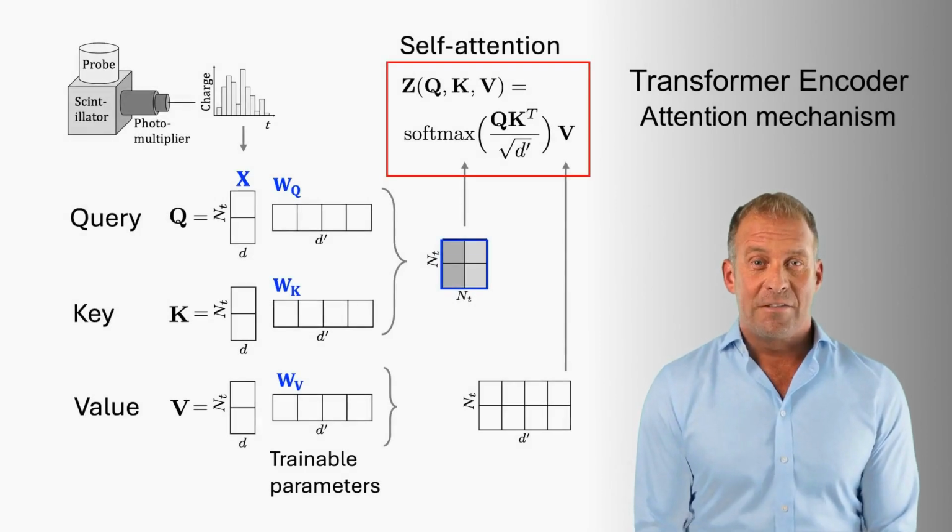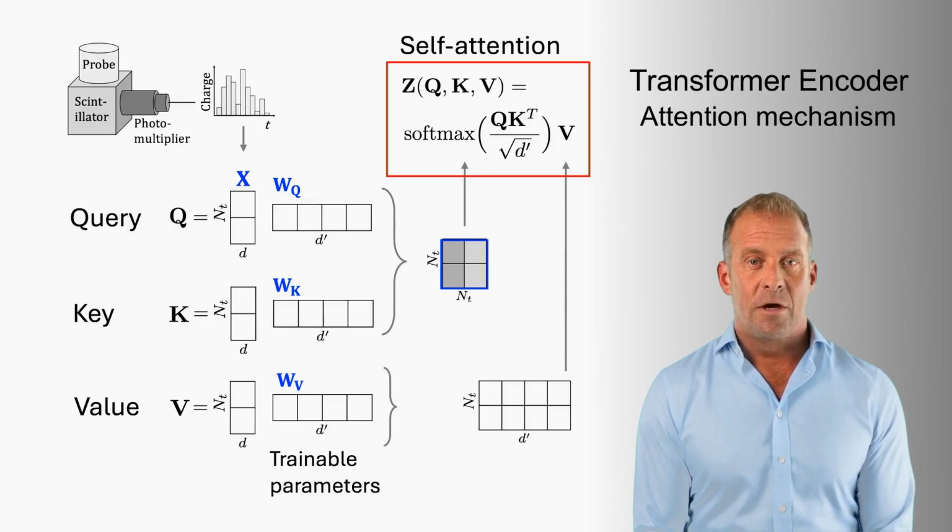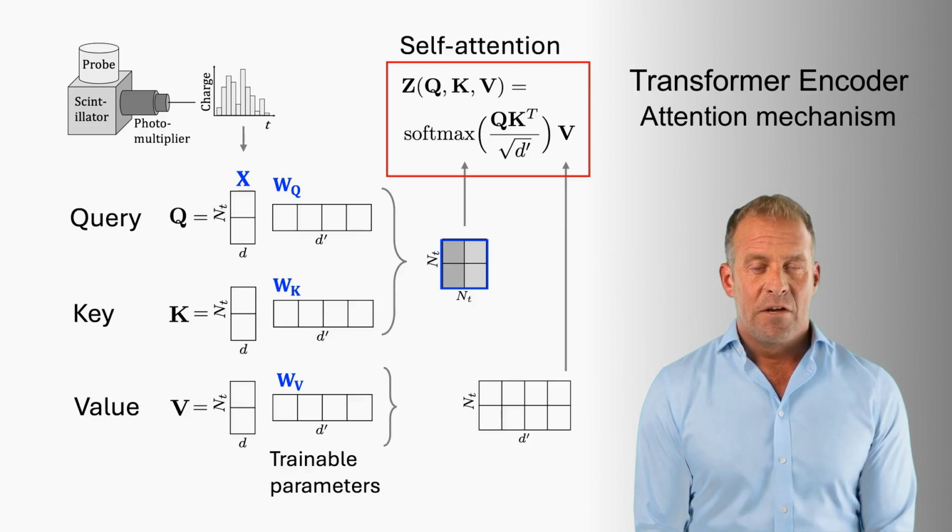Welcome. In this video, we explore how transformer networks analyze complex physics data. We will see how the attention mechanism allows a neural network to discover correlations inside measurements, visualize what the network focuses on, and finally combine information from different detectors.